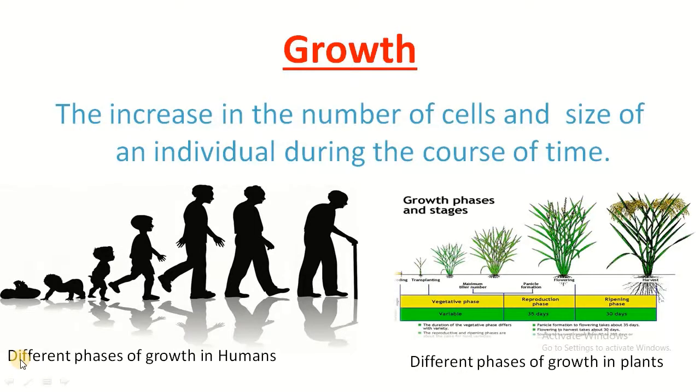Our first parameter is growth. Growth in biology means the increase in the number of cells and size of an individual during the course of time. I have taken 2 examples here, one of humans and the other of plants. On the left hand side, you can see the different phases of growth in humans, and on the right hand side, you can see phases of growth in plants. So now here we can say that both animals and plants show growth during the course of time. So plants have fulfilled our first parameter, which is growth.